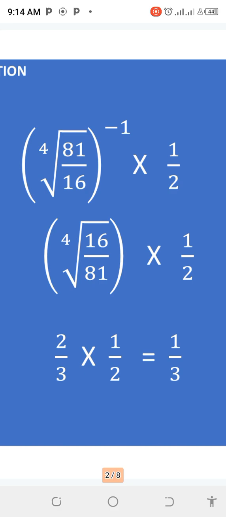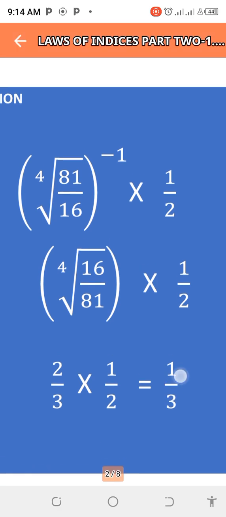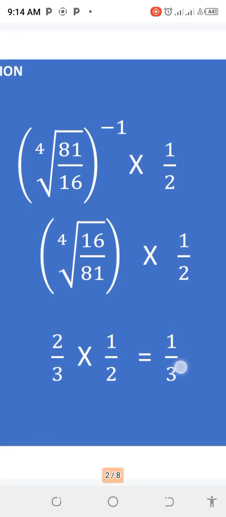That is to say, the fourth root of 16 is 2, and the fourth root of 81 is what? 3. So it becomes 2 over 3 times 1 over 2. 2 cancels 2, which is 1. It remains 1 over 3. So the answer is 1 over 3.